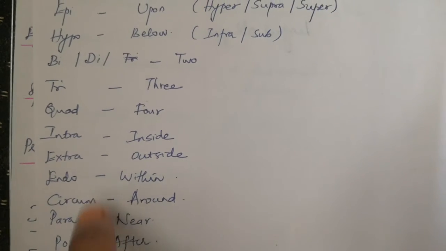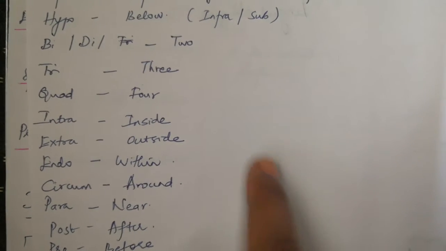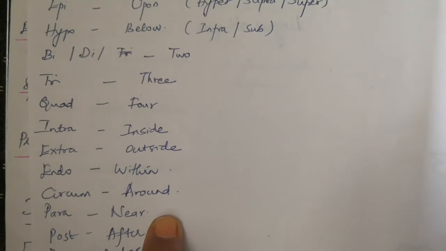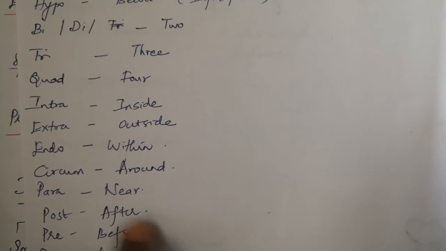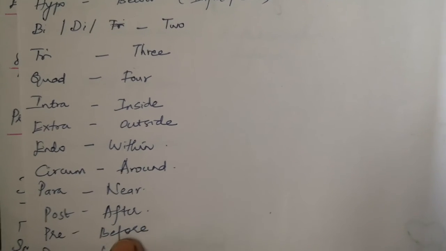Circum means around, circumferential. Para means something near. For example, sagittal, parasagittal, adjacent to the sagittal midline. Post means after, post treatment, after the treatment. Pre-operative means before the operation. So pre means before. Semi means half.